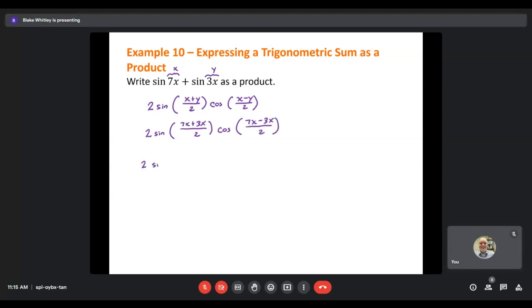And so now we can simplify that. 7x plus 3x is 10x, and 10x divided by 2 should give us 5x. Cosine of 7x minus 3x should give us 4x. 4x divided by 2 is going to be 2x. And we're done. Okay, so 2 sine of 5x, cosine of 2x. We don't have any negatives in there, nothing else to simplify. That is our answer.